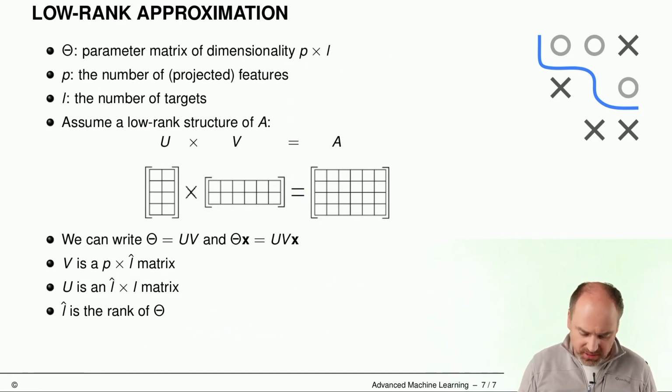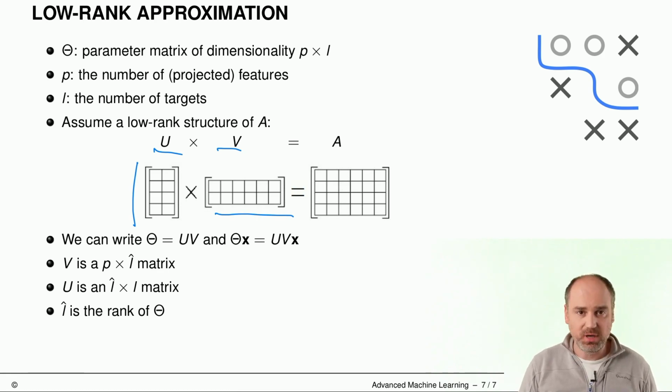So how would that look like? We would have our parameter matrix here. Dimensionality would be P times L, where P is the number of features, and L is just the number of targets. If you assume a low-rank structure, this usually looks like this, right? This would potentially also be how an SVD decomposition looks like. We have this matrix here, which has a rectangular structure and more rows than columns, and we have this V guy here. If you look at these two guys, the product can never have a rank larger than 2, right? So if we multiply these two together, we have our matrix A here, which has 4 rows and 6 columns, but A cannot have a rank larger than 2.